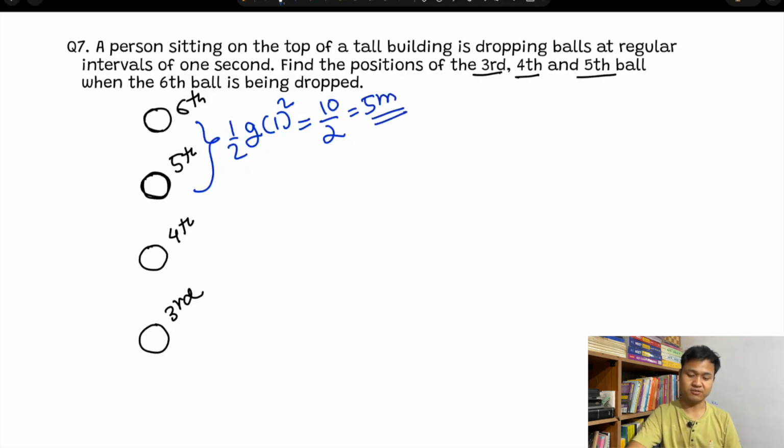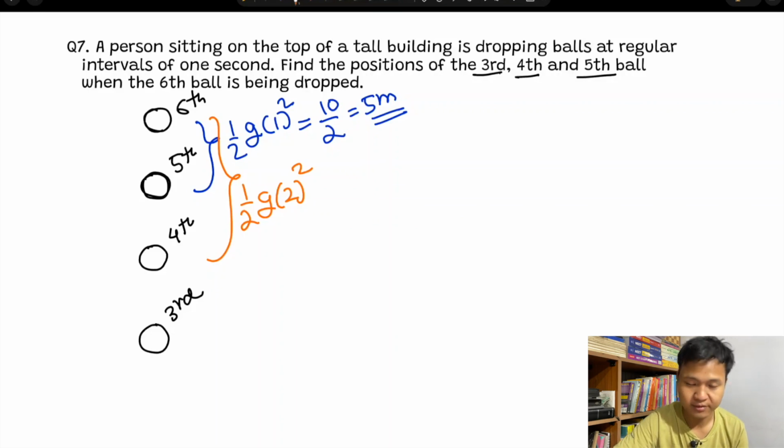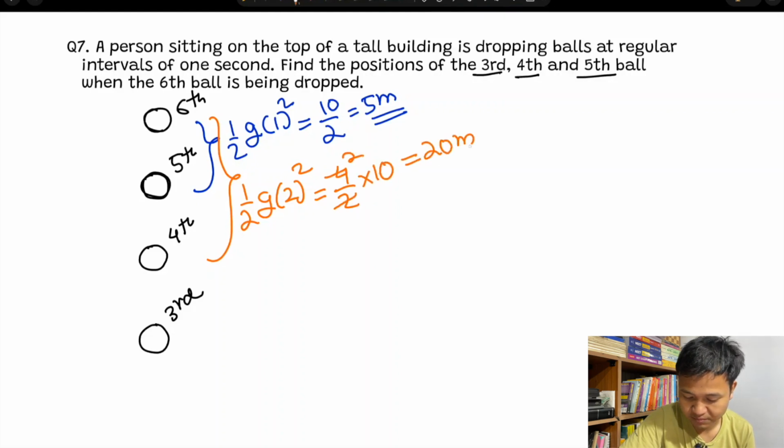Okay, so next, the fourth ball. How much distance has the fourth ball already traveled? Half into z into 2 square. Okay, so how much is this? 4 by 2 into z is 2z. So 20 meters, the fourth ball is 20 meters below.